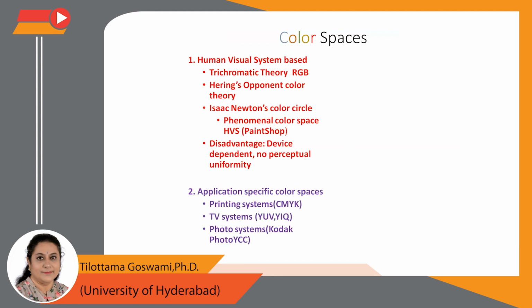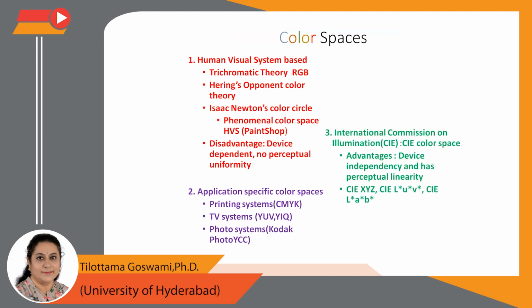Another one is the application specific color spaces. Printing systems use CMYK as one of the color spaces. TV systems use YUV and YIQ. Photographic systems use Kodak Photo YCC. The third one is the color space ideally used for various image processing tasks, because of the advantages it has, such as device independency and perceptual linearity.